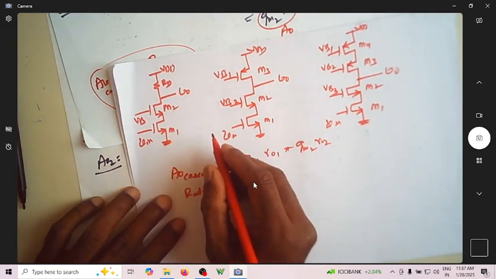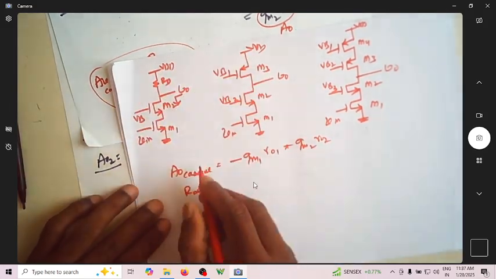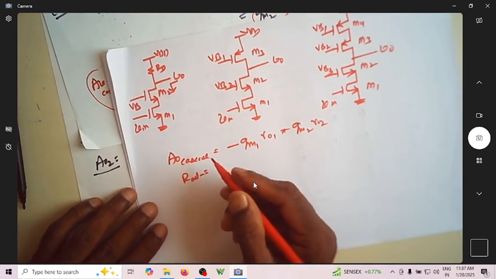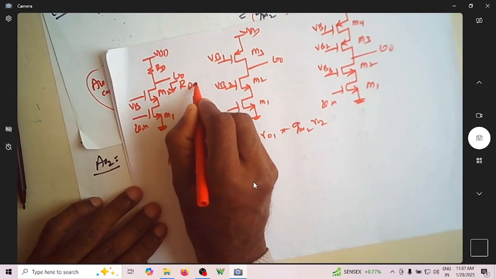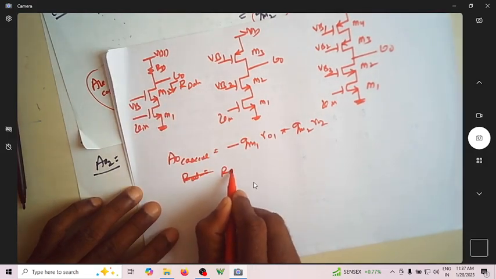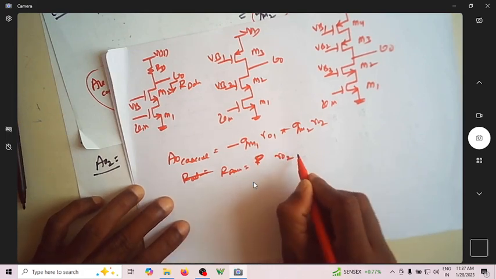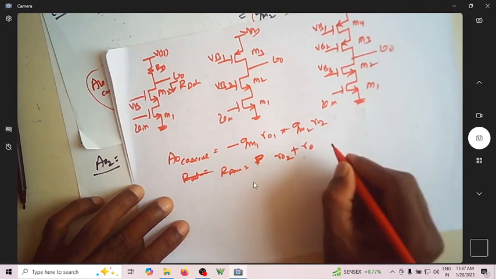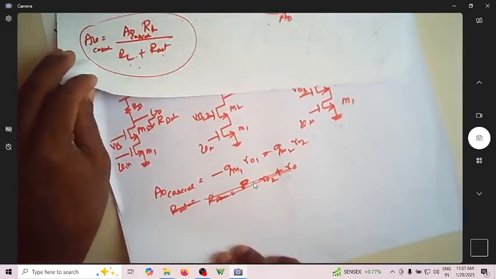What is R out? R out is, okay, now this is what you're looking down. Suppose I say this as R down. So what is R down? R down is r02 plus r0. Okay, let me just write it as per this.